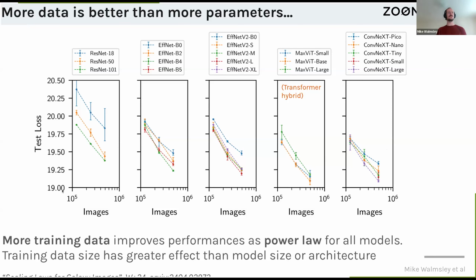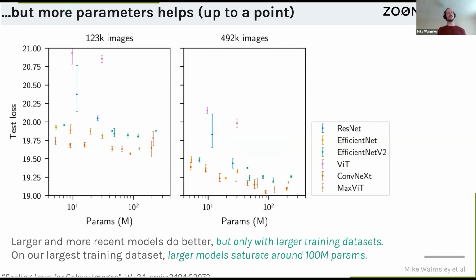Then adding more data is much more important than the model size or the architectural choice. That said, model size does matter, as Kaplan found as well, but only in some cases. So in this next slide, I'm showing the number of parameters on the x-axis instead of the number of galaxies.